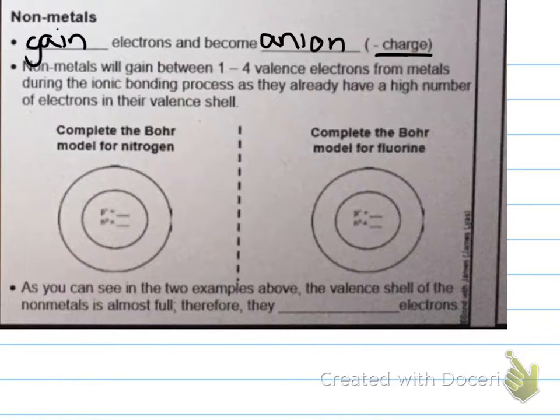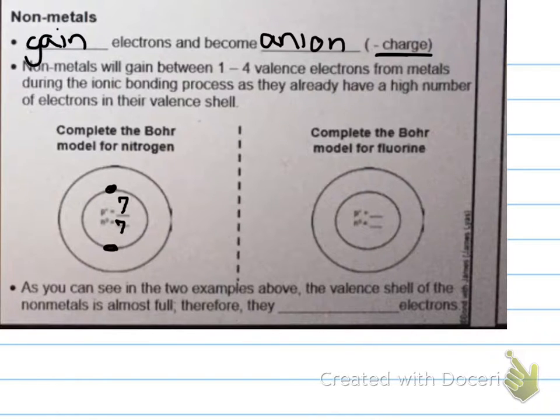I'm going to complete the Bohr model for nitrogen, and then you are going to complete the Bohr model for fluorine. So nitrogen, looking at my periodic table, the atomic number is 7. The atomic mass is 14, so it has generally 7 neutrons. There can be 2 electrons on that first shell, and there's a total of 7 electrons for a nitrogen atom.